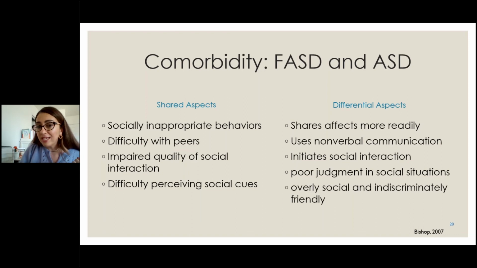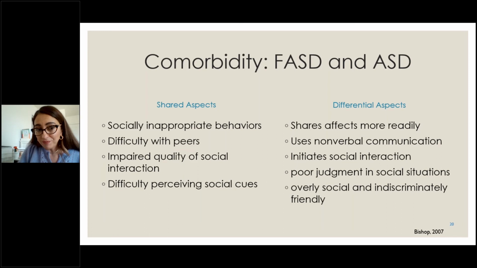Kids with FASD can use nonverbal communication. Kids with ASD, with autism, have a hard time understanding gestures, but also using their hands and facial expressions to convey meaning. Whereas kids with FASD can be very expressive and they can use their gestures much better than ASD. Kids with FASD initiate social interaction and they go towards others.